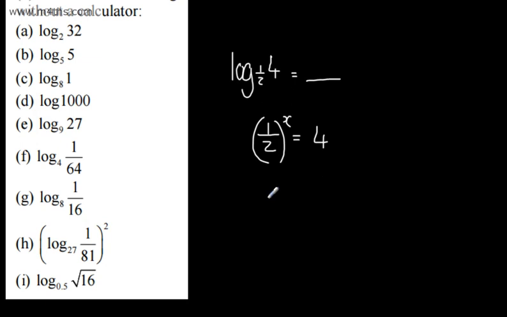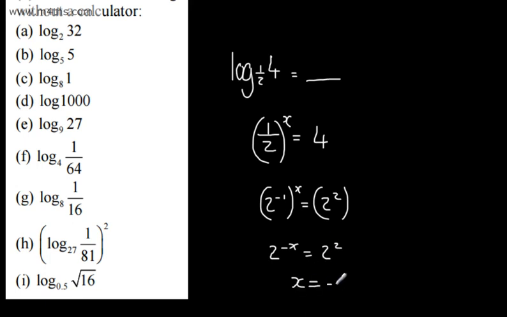So rewriting these as powers of 2, what we'll have is 2 to the negative 1, raised to the power of x, is equal to 2 to the power of 2. Therefore, we can say that x is going to be equal to -2. And that is what we get. Again, you might have been able to do that in your head. Perfectly fine if you have. But this is just a nice little way of doing it.